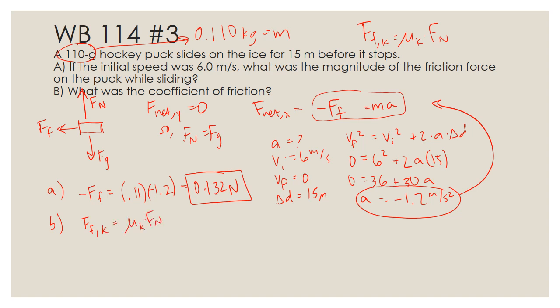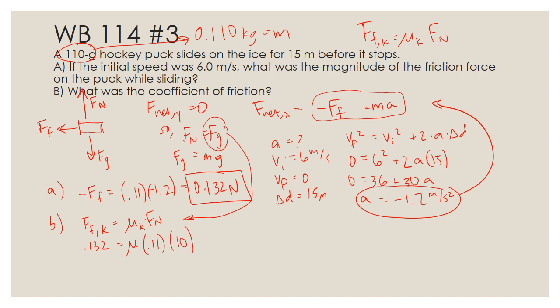Our force of friction is going to be 0.132. We're looking for the coefficient mu, and the normal force is equal to the weight. We already knew that, so I'm going to go ahead and substitute that in as m times g, because Fg equals m times g. So our mass is going to be 0.11, and gravity I'll use 10.